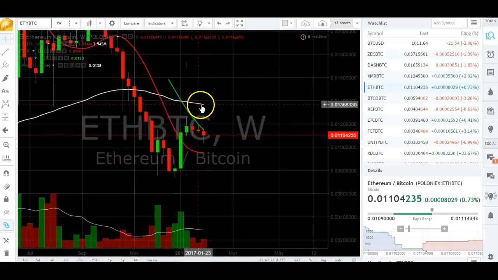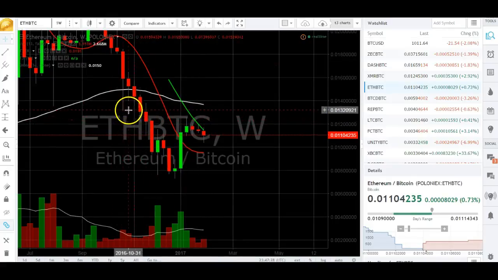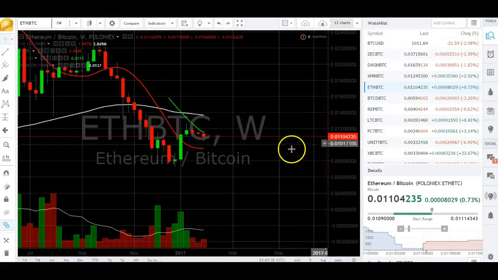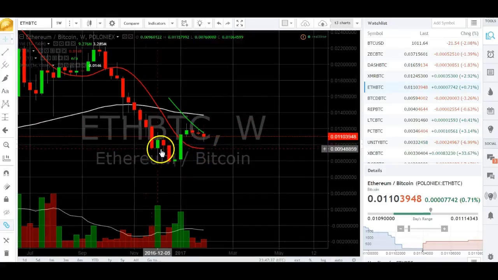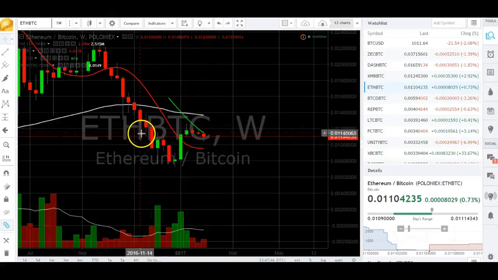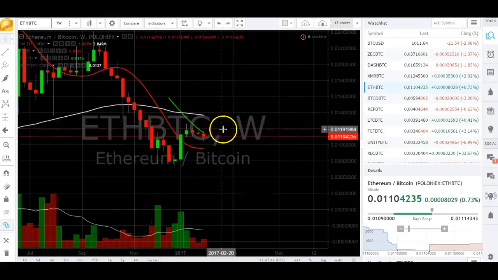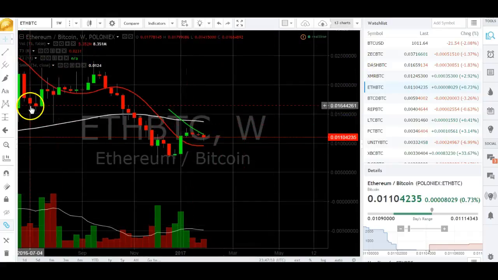So you notice my resistance lines are previous lows. Just areas of resistance and support. This support line is previous lows. This resistance line is into these previous lows here. And then I got previous lows over here, which is my resistance over here. After we get above that, we just go up to next previous lows.